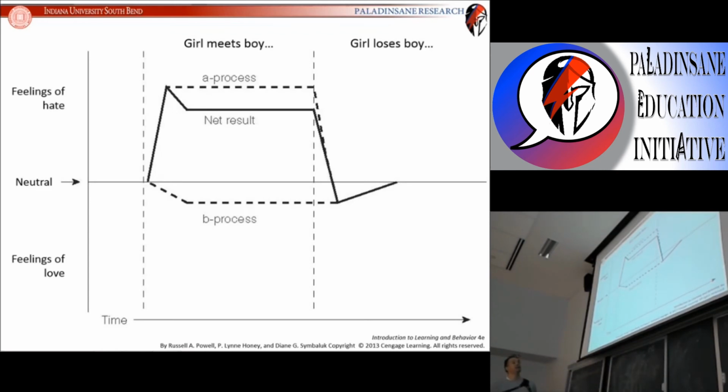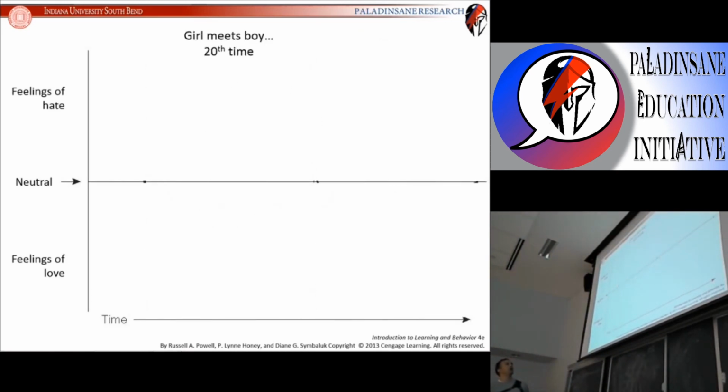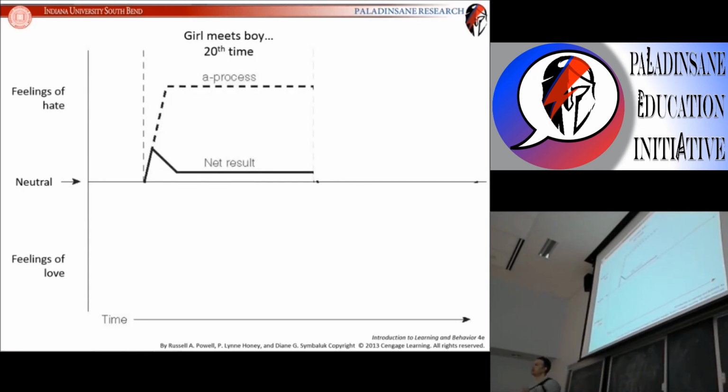Why does this eventually lead to intense feelings of love? It's because of what happens to the B process. So if we look at girl meets boy or interacts with boy for the 20th time, near the end of this rom-com, he might still be doing the behaviors that he was always doing before. He might still be that annoying individual. However, now when girl meets boy for the 20th time, that A process might still be kicking in pretty hard. But this time, there's a very strong B process.